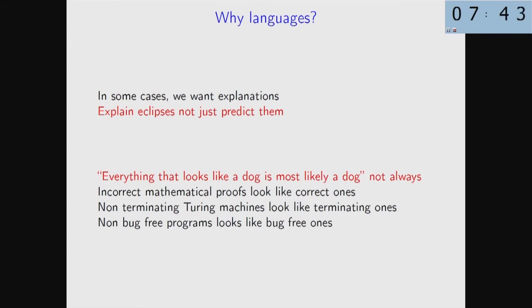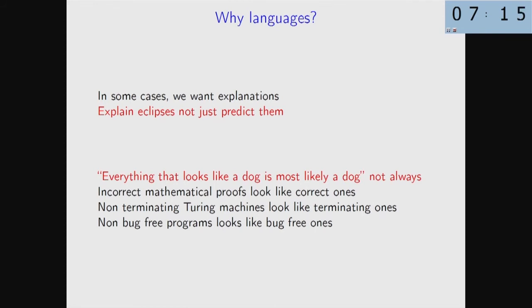And it is the same for a problem which is very important in computer science, which is the problem of correctness of programs, the absence of bugs. And many incorrect programs look like correct ones. So it means that we are not sure that with machine learning algorithms we could solve these kinds of issues, such as the correctness of the mathematical proof, the termination of a Turing machine, or the bug-freeness of a program.